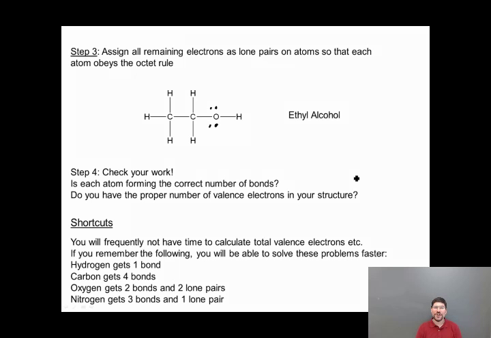Now, this is the rigorous way, but I would also like to point out a shortcut, because you're frequently not going to have enough time when solving a problem, especially in an exam situation, to calculate the total number of valence electrons and go through this algorithm step by step. So if you remember the following, you'll be able to solve these problems faster. Hydrogen gets 1 bond. Carbon gets 4 bonds. Oxygen gets 2 bonds and 2 lone pairs. Nitrogen gets 3 bonds and 1 lone pair.